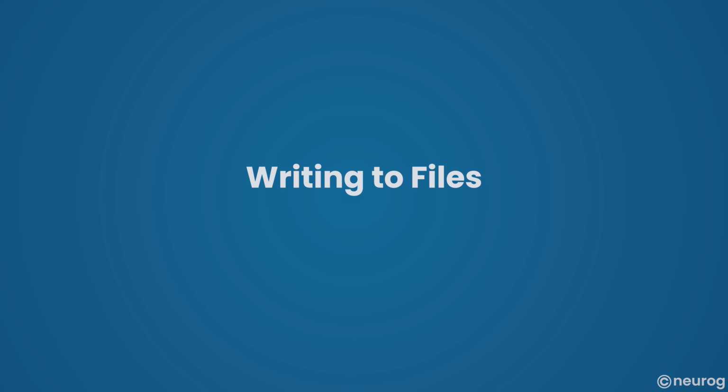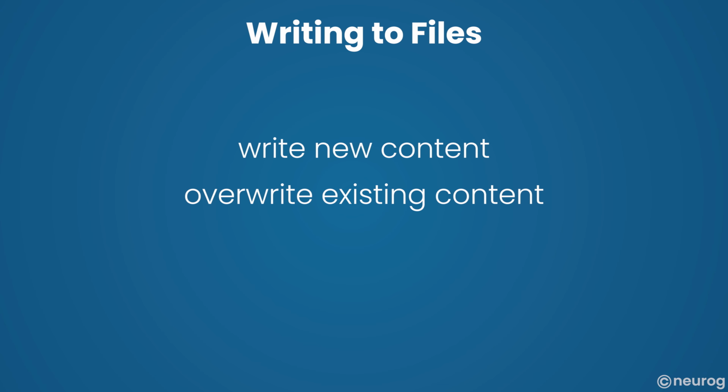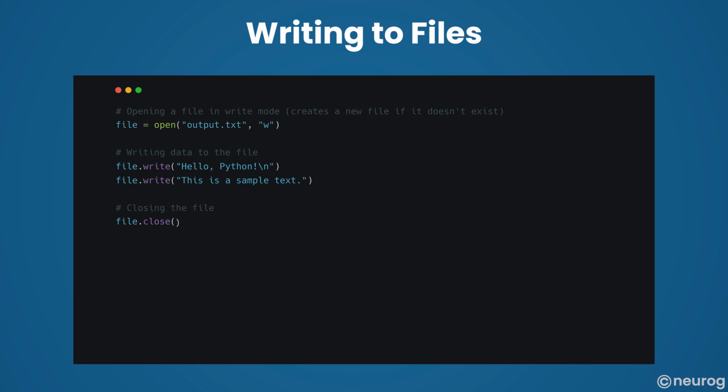Now that we're comfortable with reading, let's explore writing to files. Writing to files allows you to create and modify data. You can write new content, overwrite existing content, or append data to the end of a file. And here's how to write to a file. In this code, we open output.txt in write mode, write two lines of text to it, and then close the file. If the file doesn't exist, it will be created.